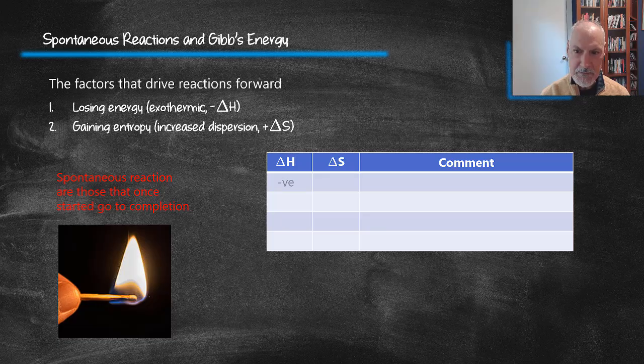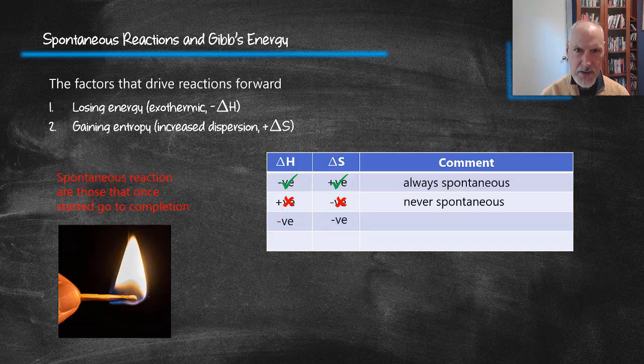So in the first case, we have losing energy and gaining entropy. Both of those factors coincide with the factors that drive a reaction. Reactions that have both things in their favor will always be spontaneous. Conversely, if it has both things against the driving forces, they're endothermic or negative delta S, they'll never be spontaneous, no matter what temperature I run the reaction at.